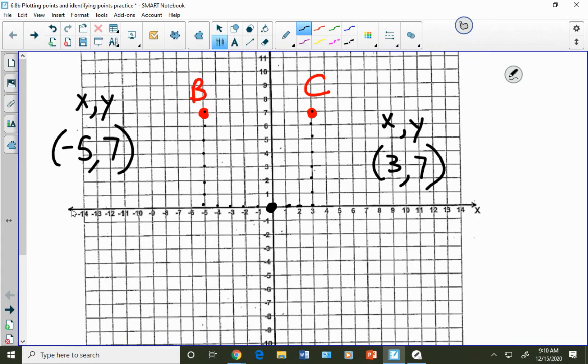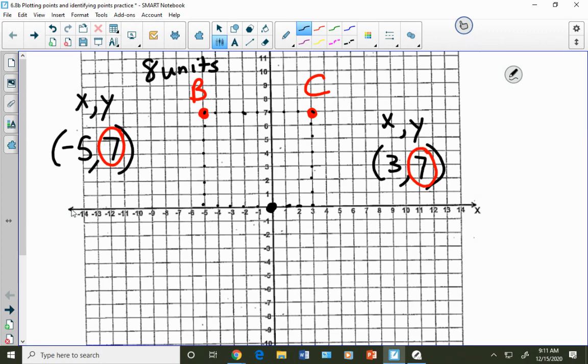Now what do you notice about when they're on the same horizontal line? If 2 points are on the same horizontal line, then y will be the same number. Now, how many units is it in between? Let's review that. Between B and C. So 1, 2, 3, 4, 5, 6, 7, 8. 8 units are in between points B and C.